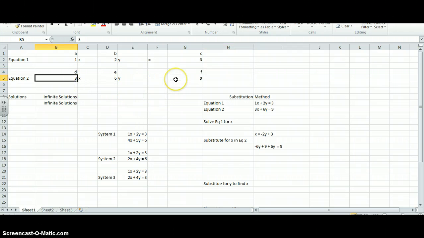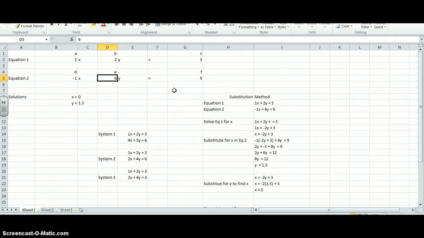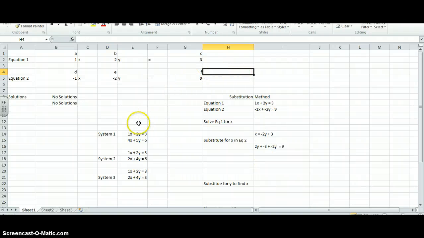So let's find out if it'll give me back no solutions, which means that the lines would be parallel. So if I look at there, I just used an example and it gave me back no solutions.